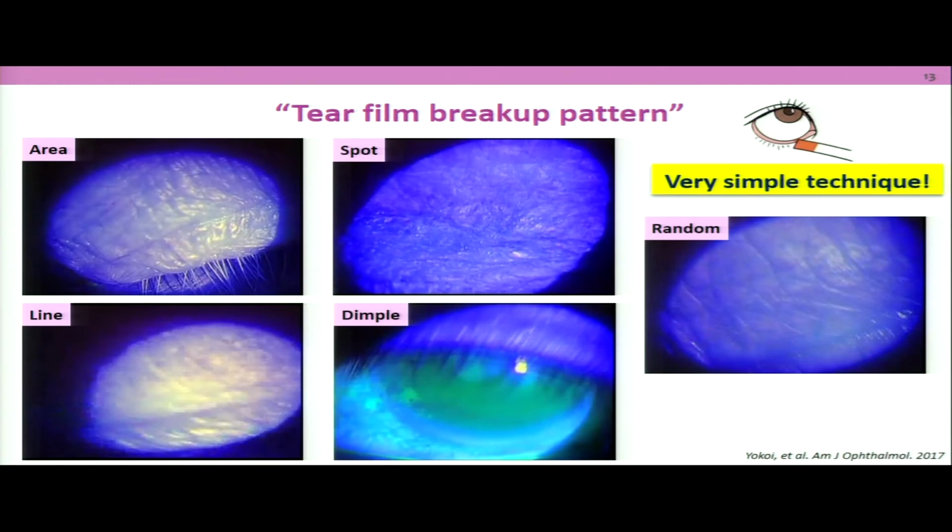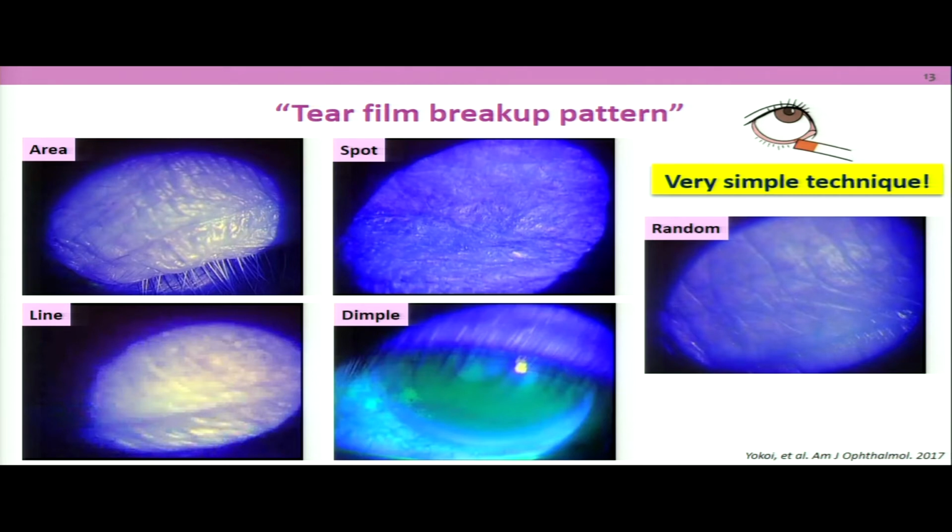Now, let me share with you tear film breakup patterns. This is a very simple technique. No machine, just fluorescein. Fluorescein you have everywhere, and everybody has fluorescein paper at your street lamp. Very simple technique. Not an updated one, but very simple, and I like it very much. I believe all corneal specialists like the fluorescein technique.